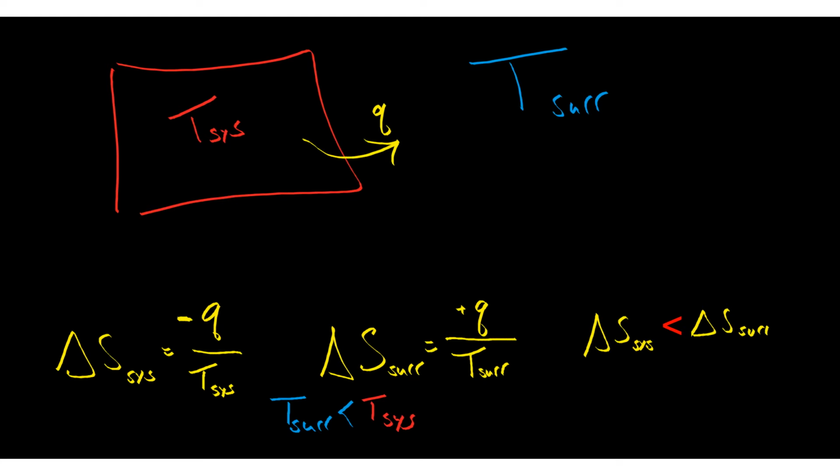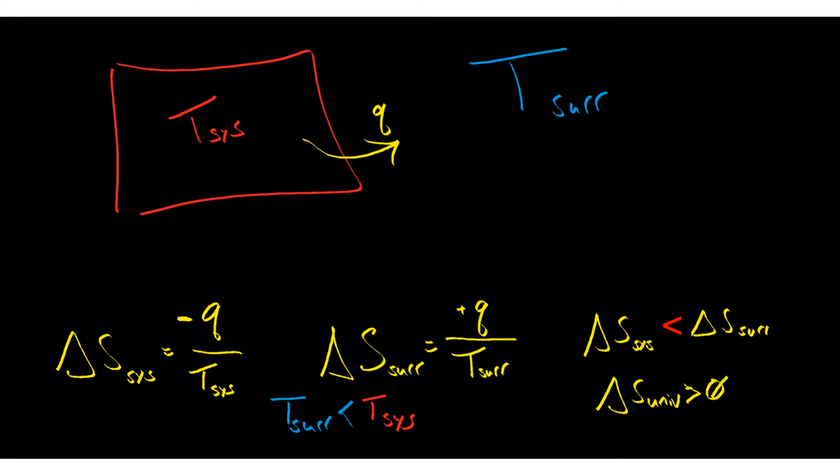Just in terms of absolute size, it's a negative number and a positive number, and the entropy lost by the system is less than the entropy gained by the surroundings. The surroundings increase in entropy more than the system decreases in entropy. So the entropy of the universe is increasing. Delta S of the universe is greater than 0.